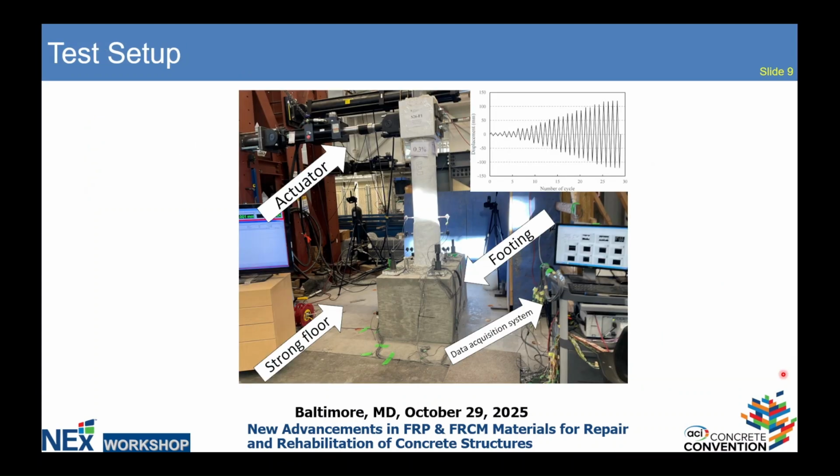This is a photo of the test setup. We had the column supported by a footing anchored to a strong floor. The actuator was applying the lateral load. Push and pull cycles were applied.